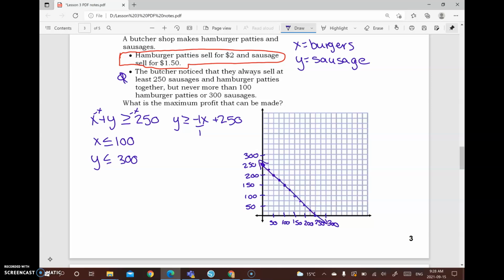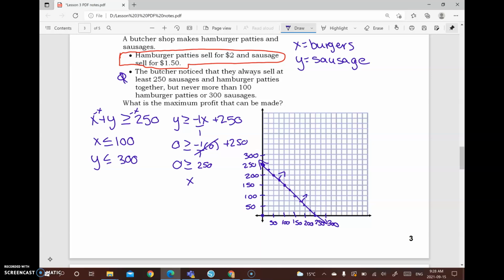I can test a point to see where my values are at. I'm going to test the point 0 and 0. So I'll plug in 0 for y, 0 for x. And when I simplify, I get that 0 is greater than 250, which is not true. So then all my answers will be above.